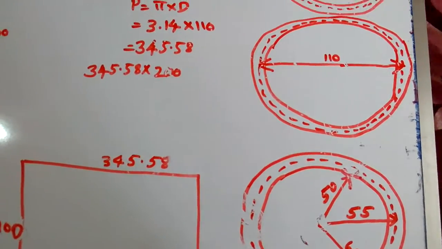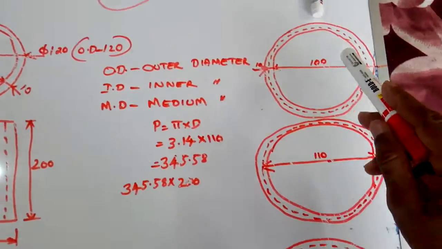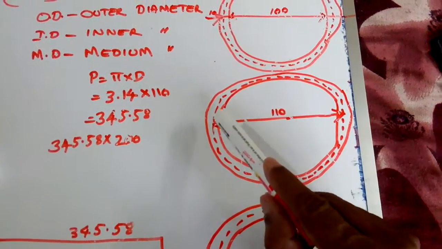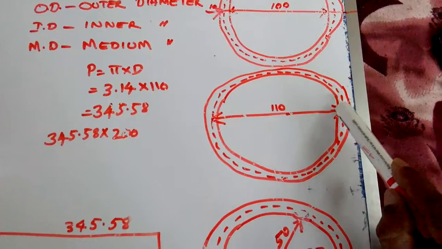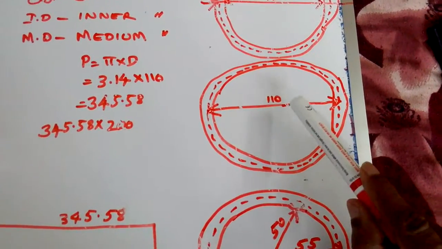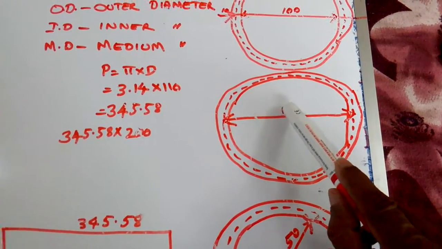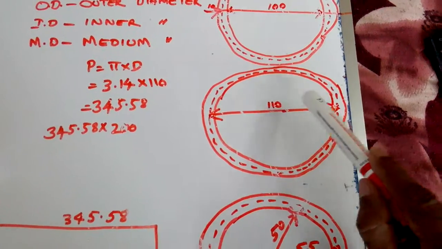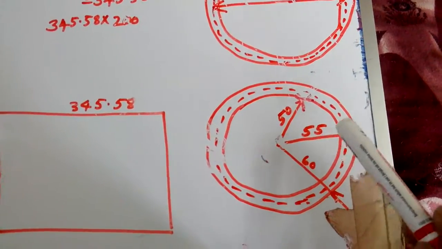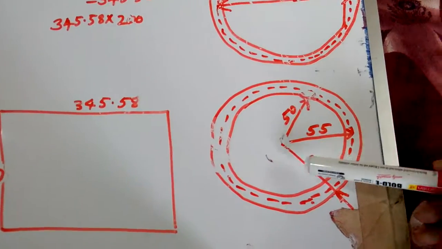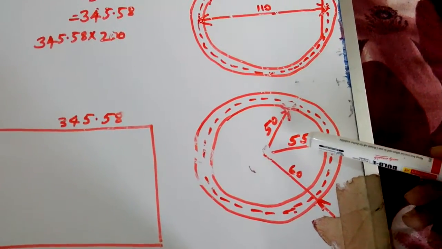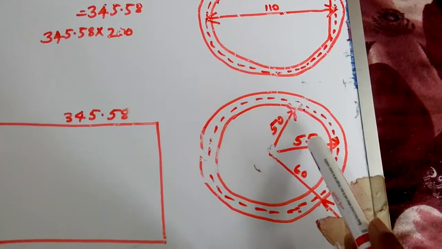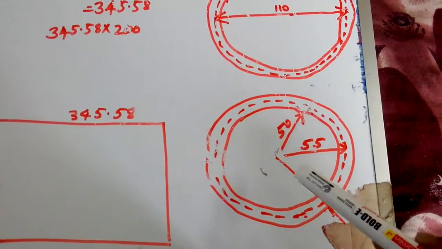I told you about the outer diameter and the inner diameter, and the medium diameter is from the center of the thickness to the center of the thickness, dotted line to dotted line. If the medium diameter is 110, its medium radius, from center to the dotted line, the center of the thickness, is half, 55. I have indicated 55 here. So remember: inner radius, outer radius, medium radius. When we calculate a perimeter, we have to use the medium diameter, or if we use the medium radius, we have to double it, because our formula is pi d.